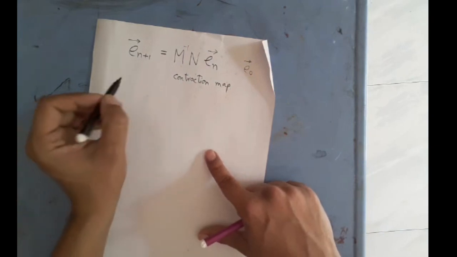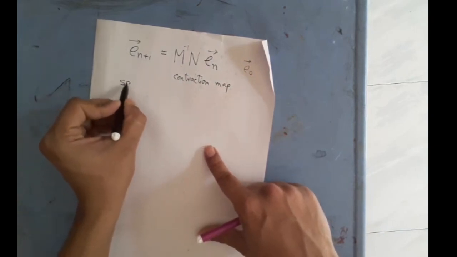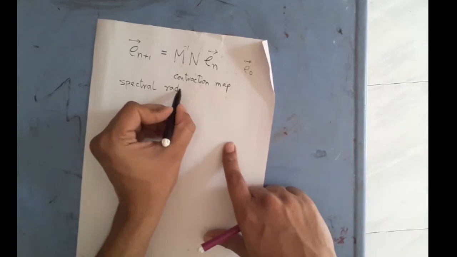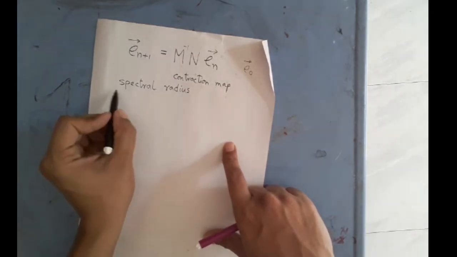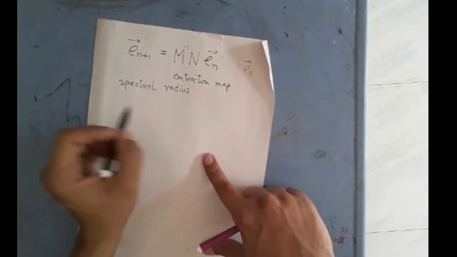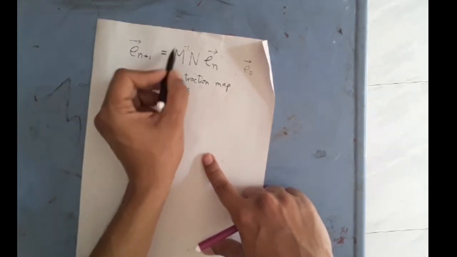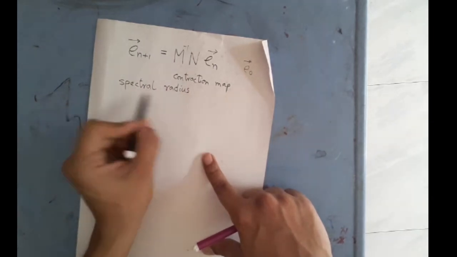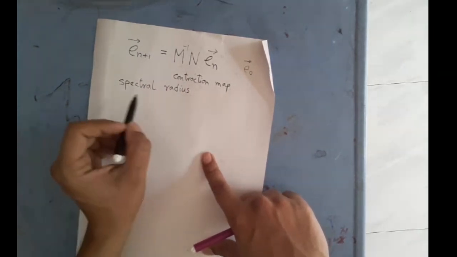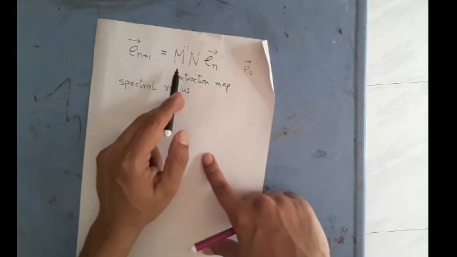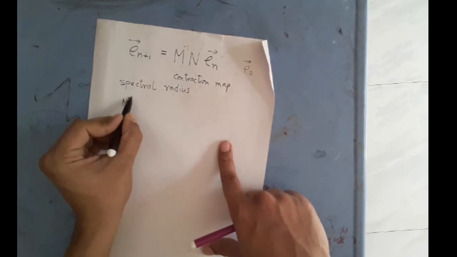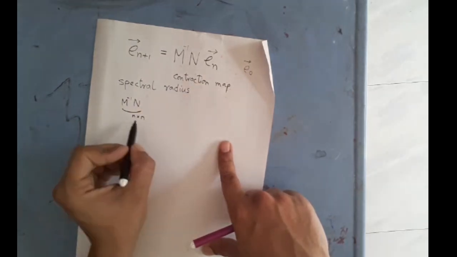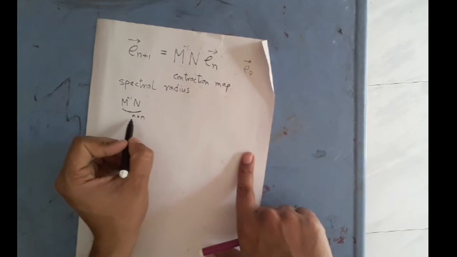And that condition depends on a quantity called the spectral radius. This is of great importance in mathematics. So suppose you consider this matrix M inverse N, which is a square matrix, by the way. It's a real square matrix, though this is defined even if you have a complex square matrix. So suppose M inverse N is of the order n by n. This n, by the way, has nothing to do with that N. This is the order. So it has n eigenvalues.